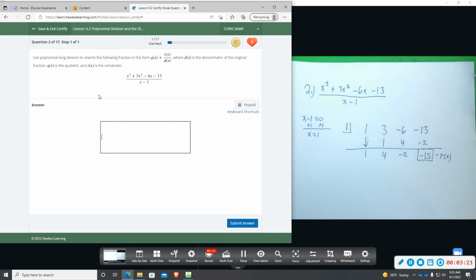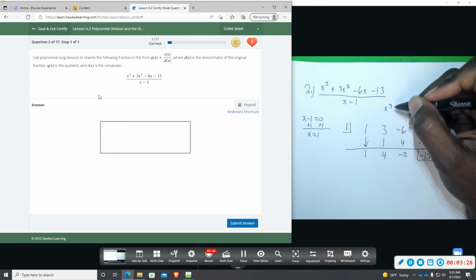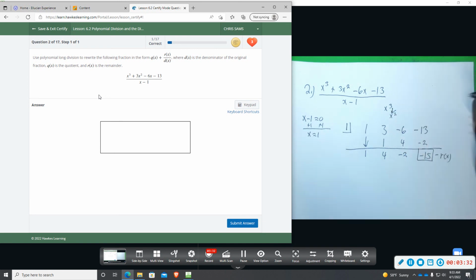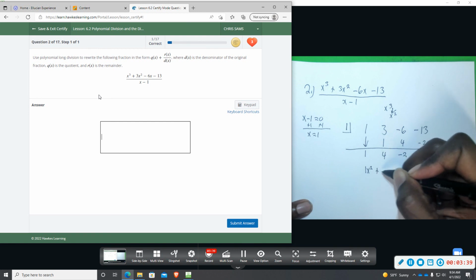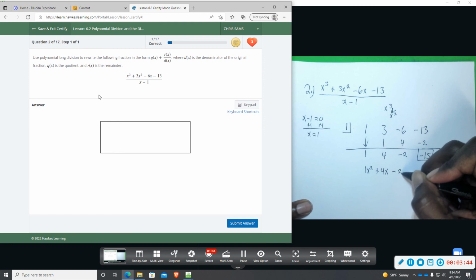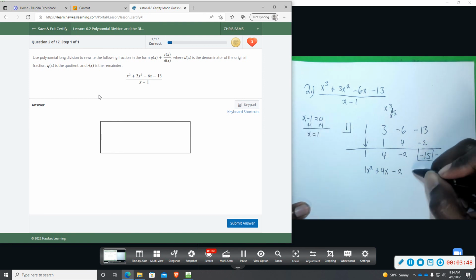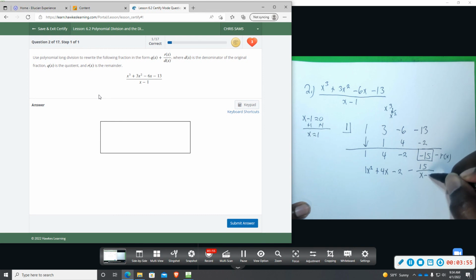Now, this problem started with x cubed. So you go down 1 degree. So we're going to start with x squared. Okay. So this is 1x squared. Since this is positive, it is plus 4, and then x, and then minus 2. So this gets you your polynomial, and then since this is negative, I'll write minus 15 over your original divisor, which is x minus 1.